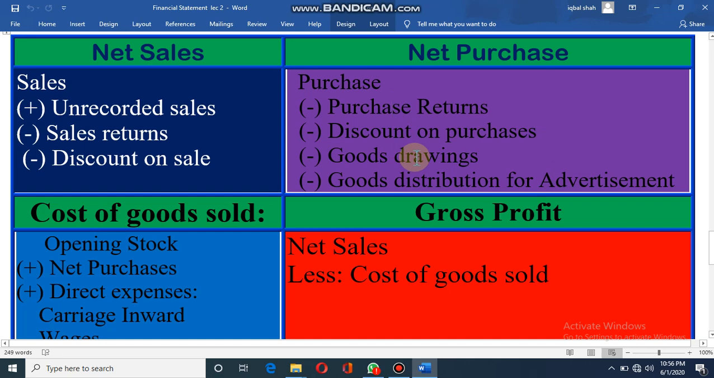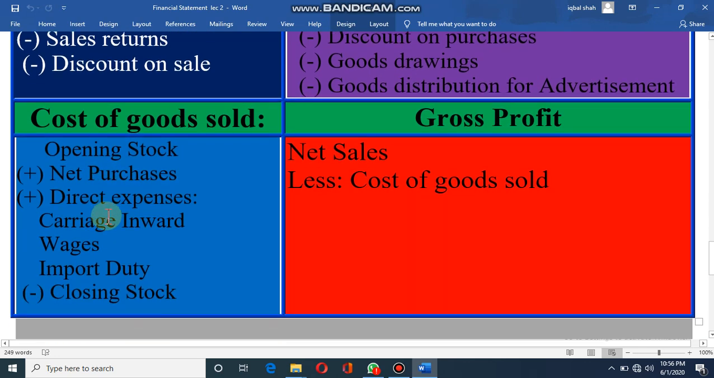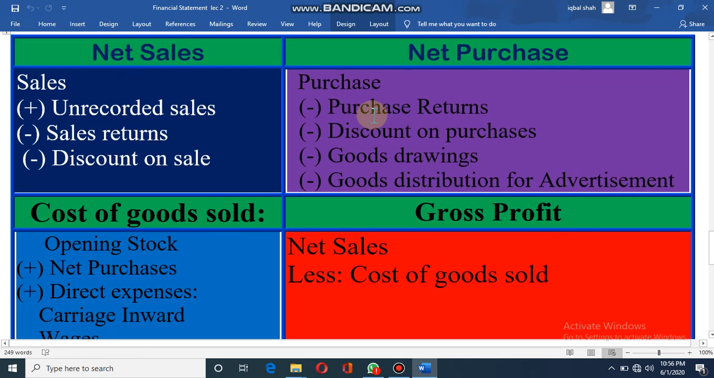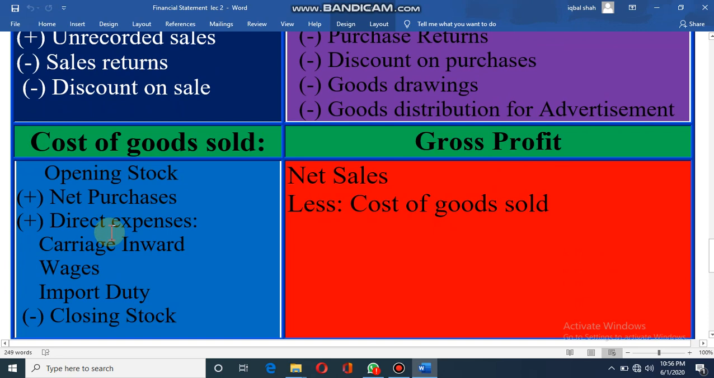Dear student, now cost of goods sold. How you will find out cost of goods sold? Dear student, opening stock. That means it will be given in the question, in the trial balance, debit side. Then net purchase, you will find out from here. Then we have to add direct expenses. Dear student, you have to know the direct expenses: carriage, wages, import duty, dock charge. What is called direct expenses? The expenses which are related to purchase or production, that will be direct expenses.